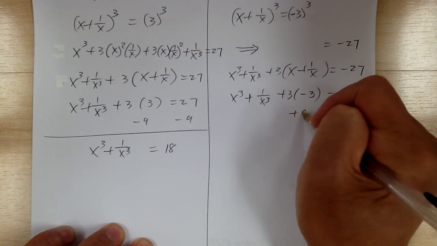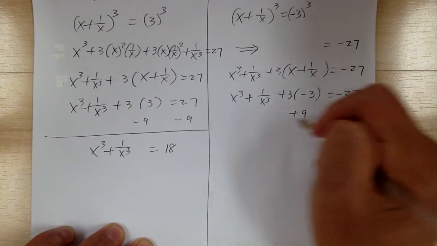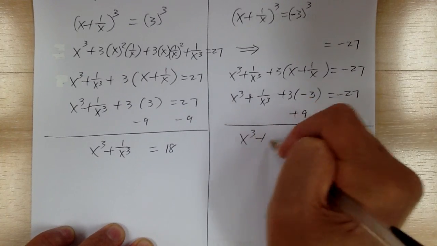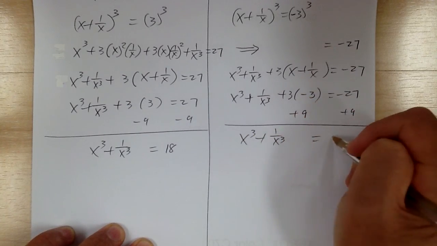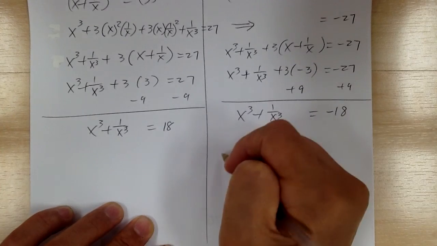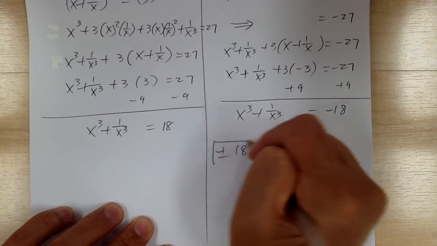And so go ahead and plus 9 on both sides. So you get x cubed plus 1 over x cubed equal to negative 18. So your answer would be plus or minus 18.